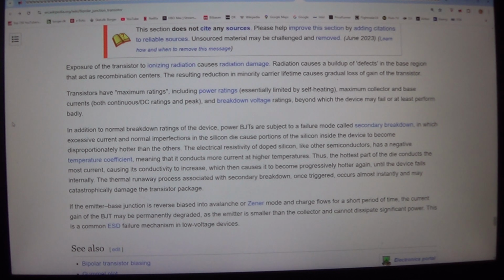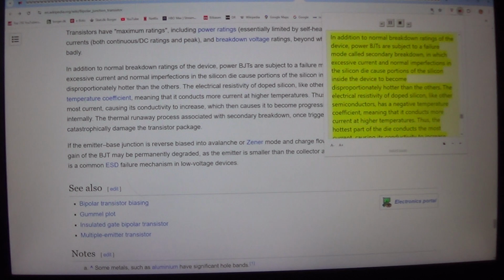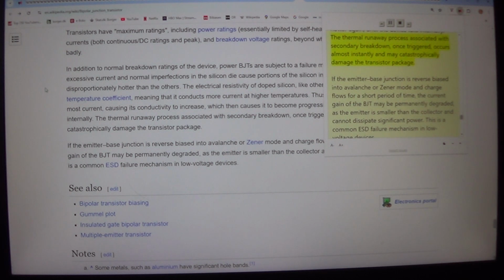In addition to normal breakdown ratings of the device, power BJTs are subject to a failure mode called secondary breakdown, in which excessive current and normal imperfections in the silicon die cause portions of the silicon inside the device to become disproportionately hotter than the others. The electrical resistivity of doped silicon, like other semiconductors, has a negative temperature coefficient, meaning that it conducts more current at higher temperatures. Thus, the hottest part of the die conducts the most current, causing its conductivity to increase, which then causes it to become progressively hotter again, until the device fails internally. The thermal runaway process associated with secondary breakdown, once triggered, occurs almost instantly and may catastrophically damage the transistor package.